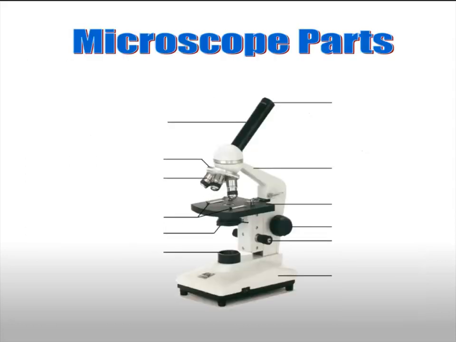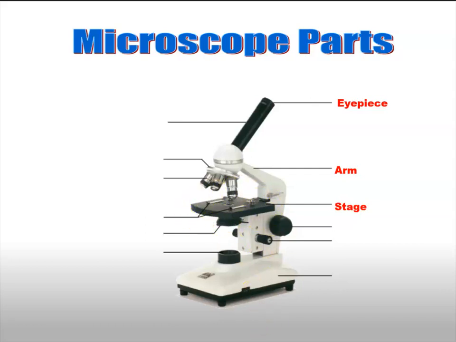Okay, so we have some microscope parts here. We have the eyepiece, which is at the top. That's also called the ocular lens sometimes. We have the arm. That's what you would carry it with. You put one hand on the arm and one hand on the base. We have the stage. That's this black kind of square looking thing.